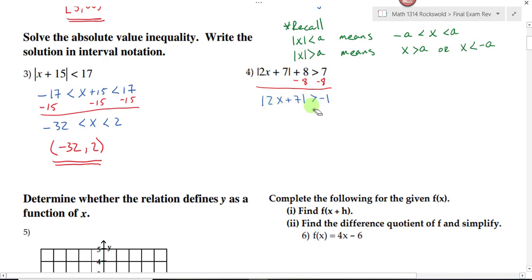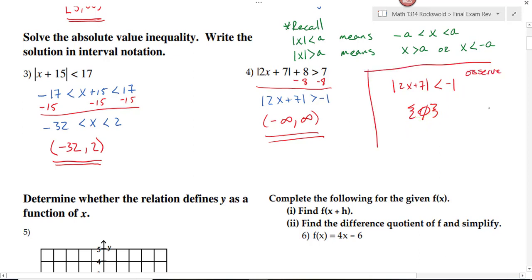If this would have been a less than, it would have been no solution, but because absolute values are greater than a negative number, and absolute values are always positive, the solution here is going to be all real numbers. In interval notation, we say that it's the interval that goes from negative infinity to infinity. Just notice though, if I would have had this less than -1, that would have been no solution. That would have been the empty set. But for our problem, we have all real numbers as our answer.